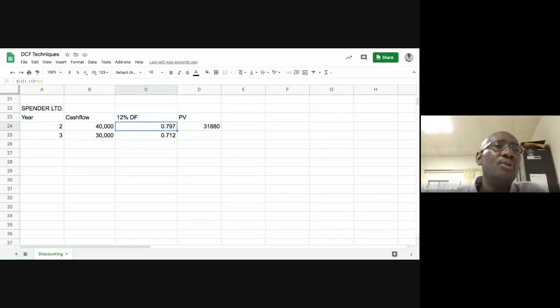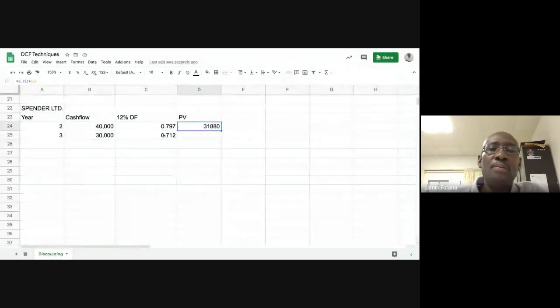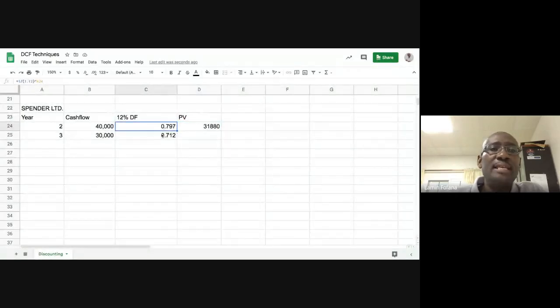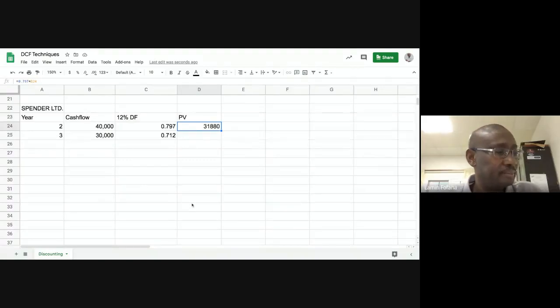So you take equals 1 divided by 1.12 raised to power 2. After doing that, then you enter. But if you are multiplying it by this, the way the DF looks is as if it is rounded up, but it's not rounded up. So when you are multiplying, you clear this from the calculator and you say 0.797 multiplied by 40,000, then that will give you this round figure. Is that clear?